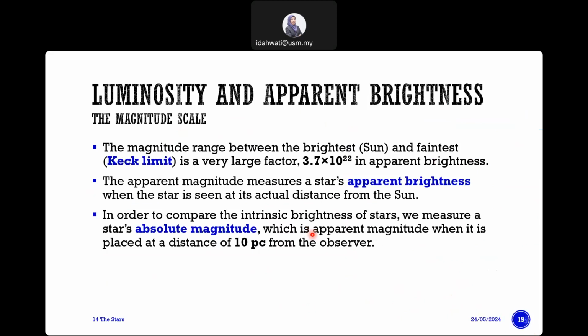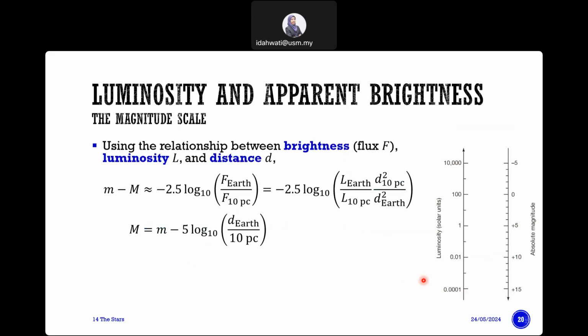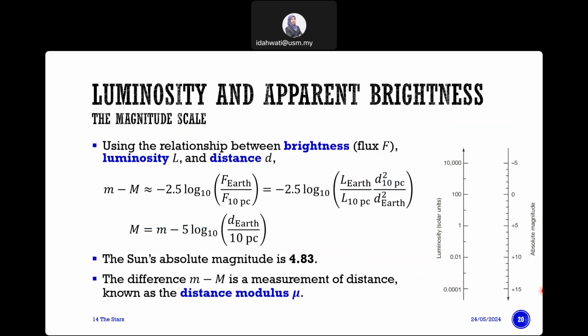So in order to compare the intrinsic brightness of stars, we measure a star's absolute magnitude, which is the apparent magnitude at a standard distance from the observer. So using the magnitude scale relationship, we have this brightness, flux F, the luminosity L, and also the distance D. The Sun's absolute magnitude is 4.83, and the difference m minus M capital is the measurement of the distance modulus.